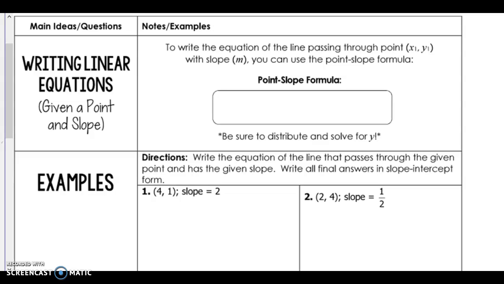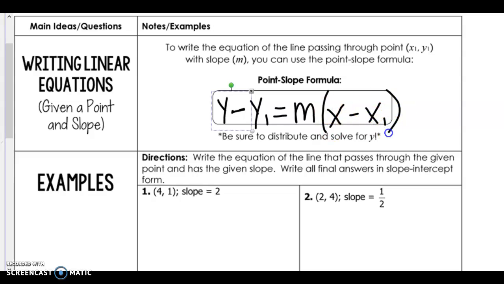Hey everybody, I want to go over the point slope formula again, just give you guys a few examples to reference back if you need help. Remember, the point slope formula is y minus y1 equals m times (x minus x1).